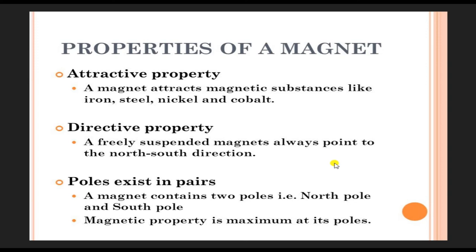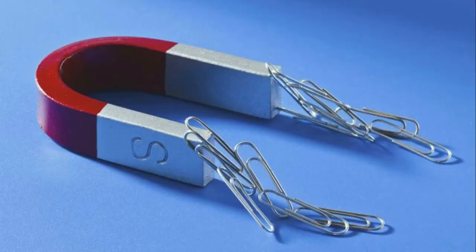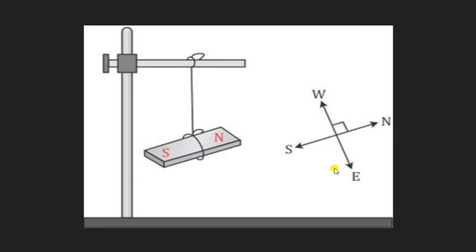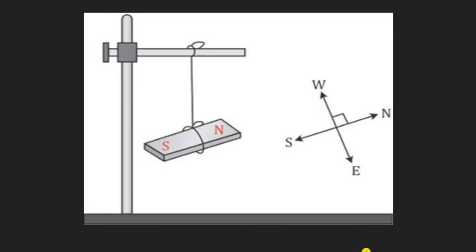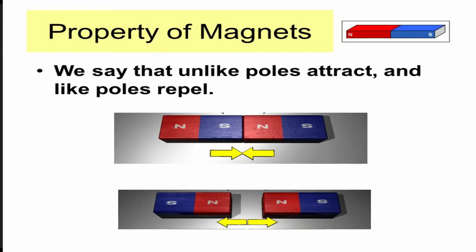When we talk about the magnetic property on poles, the magnetic property is maximum at the ends, that means at its poles. Continuously we are talking about the freely suspended magnet. So what is a freely suspended magnet? Here you can see a magnet is tied with a silk thread. What happens? It rests in the north and south direction. So this is called the directive property.